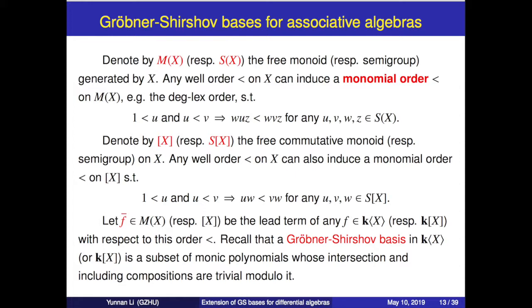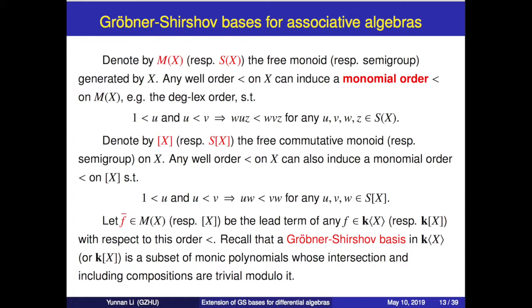Then the global Gröbner-Shirshov basis in the free algebra generated by X is just a subset of monic polynomials whose intersection and inclusion compositions are trivial modulo the set. And we will give a more explicit definition of the Gröbner-Shirshov basis in the differential case later.